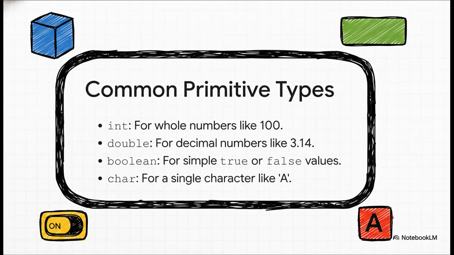So these are your absolute basic building blocks. Integers, decimals, true or false, a single character. The really important thing to remember about them is that they all have a fixed, predictable size. And that, as you're about to see, is what makes them so ridiculously efficient to work with.